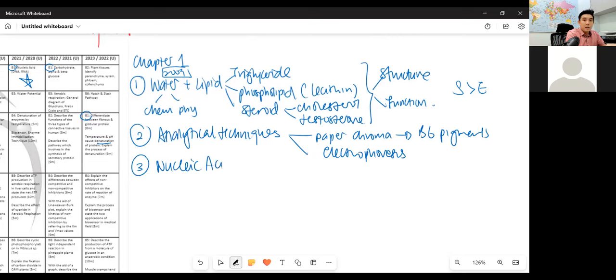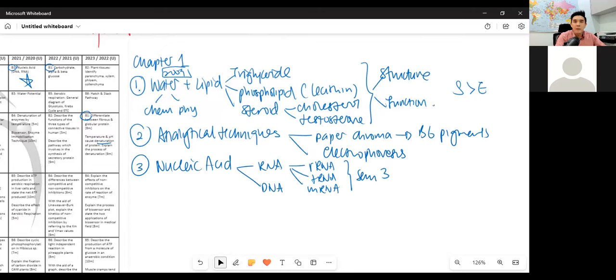Guys, nucleic acid, there are two, RNA and DNA. Of course, you have to know the purine and pyrimidine. Now, in short, there are three types of RNA: rRNA, tRNA, as well as mRNA. But guys, you will learn it in detail in semester three. So any one of you who has been trying to choke yourself with all the points about the three different functions, just take it as one function. It is involved in protein synthesis. Maybe you can learn a little bit of the codon and anticodon. Enough, maybe. All these three are finally involved in protein synthesis.